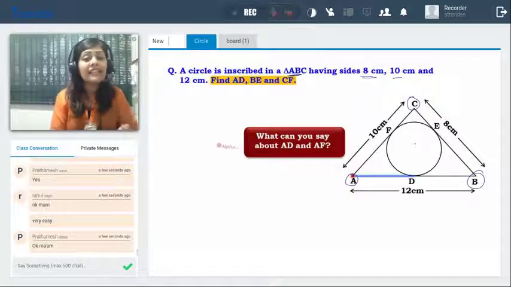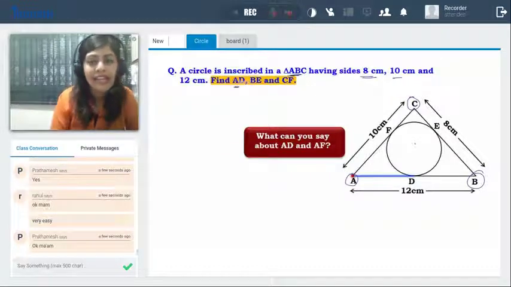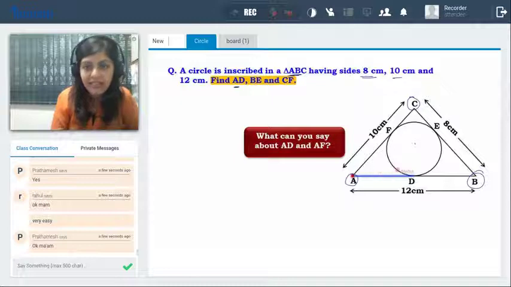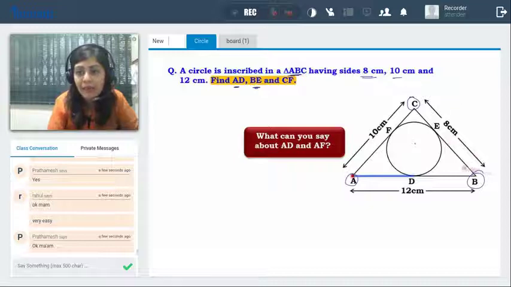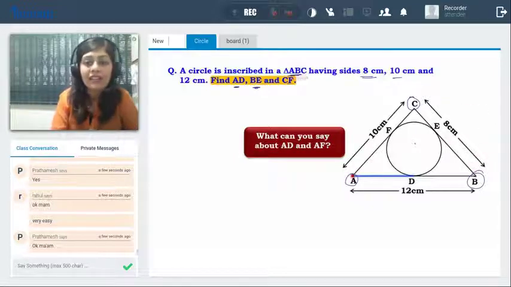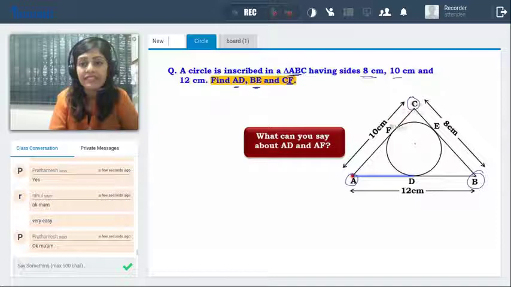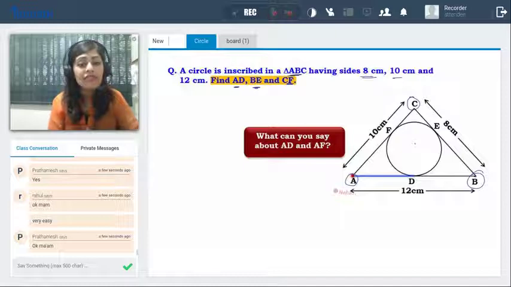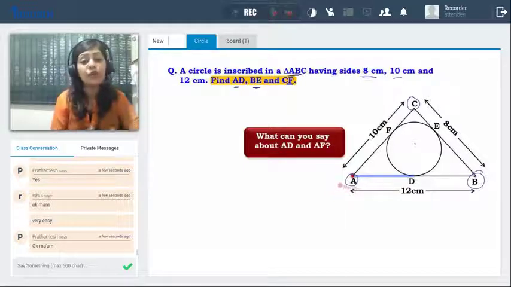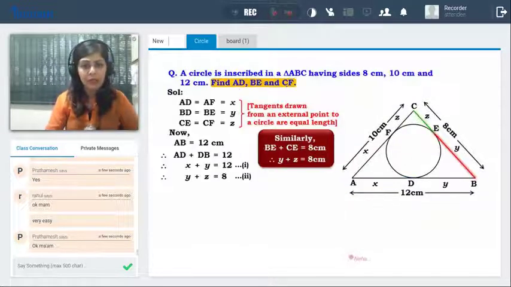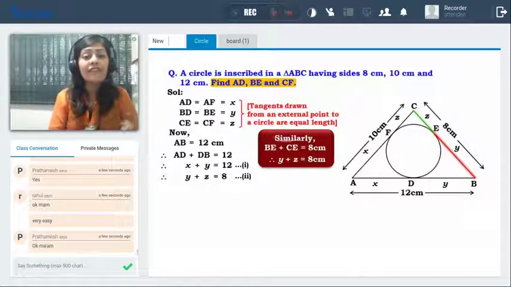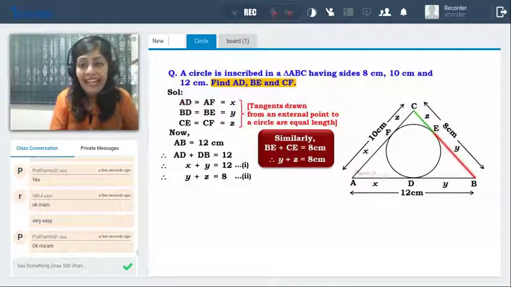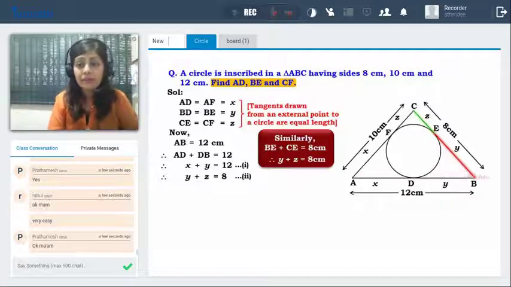Okay. Now, pay attention to what they want. They want us to find AD, which is this tangent segment AD. Next, they want us to find BE, which is another tangent segment from external point B. And the third tangent segment CF from external point C. Since we have to find tangent segments, the first thing we have to write is the property that we know about tangent segments. Let's quickly do that. So what have we done? We have used the tangent segment property: AD equal to AF, BD equal to BE and CF equal to CE.